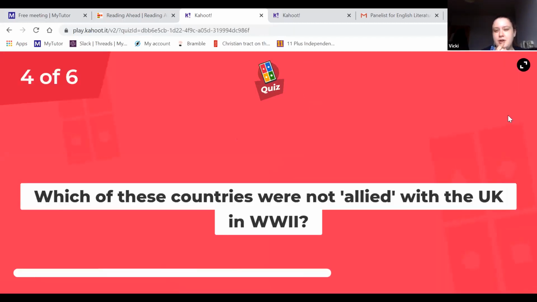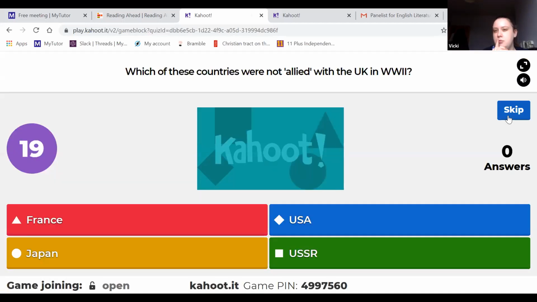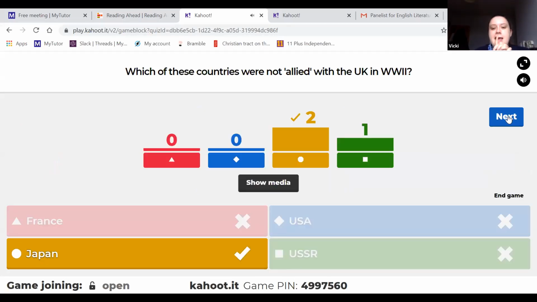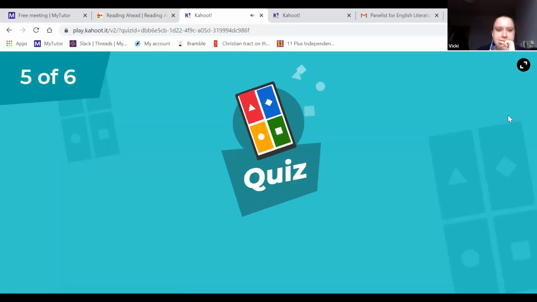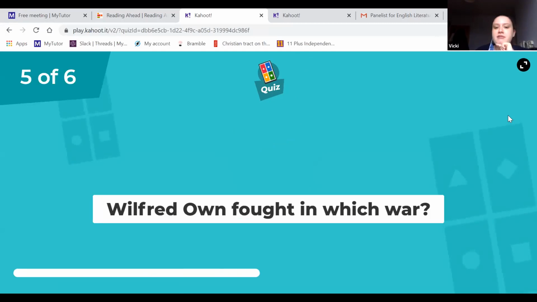Which of these countries were not allied with the UK in World War II? So weren't on the same side as us? Yep, Japan. The USSR was Russia. I can't remember what USSR stands for actually, but yeah, Japan were not on our side. Wilfred Owen, that should say Owen, not Owen, fought in which war?